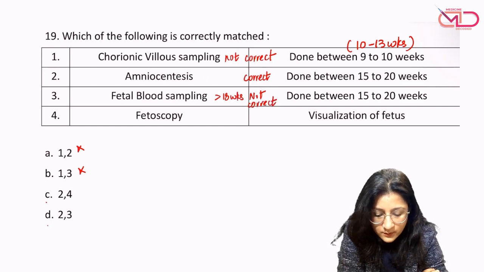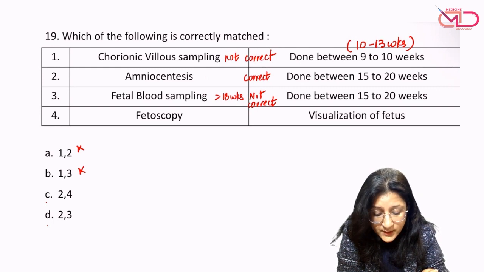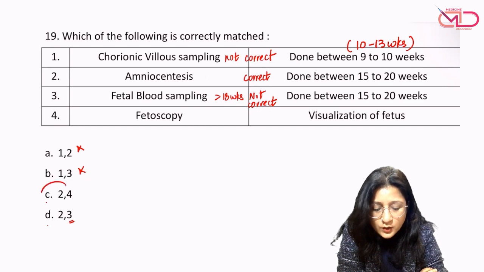So we see it's either 3 is correct, or 4 is correct. So option number 3 is incorrect. It's not correct. So the correctly matched options are 2 and 4.